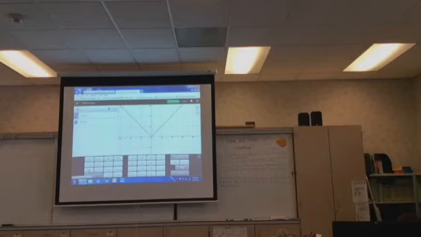I just want to say that for this particular function, it seems like it always ends up with a sort of a teeter-totter pattern. Yes, anytime you have the absolute value, you are going to end up with that kind of pattern. You're exactly right.